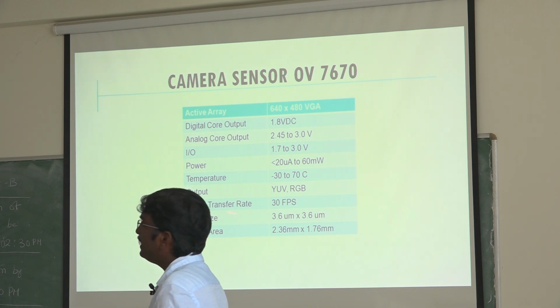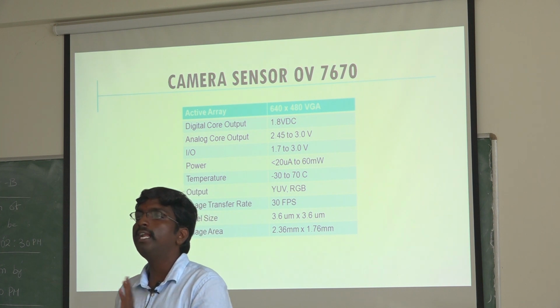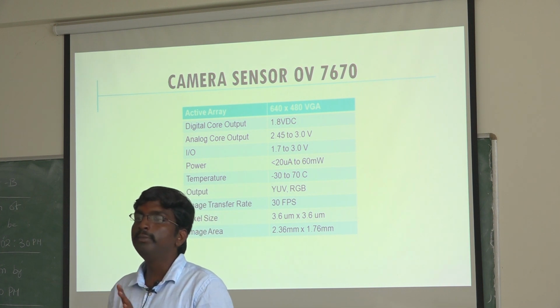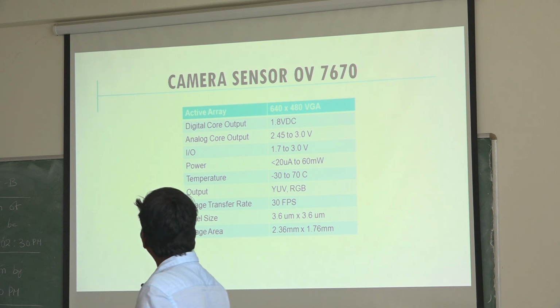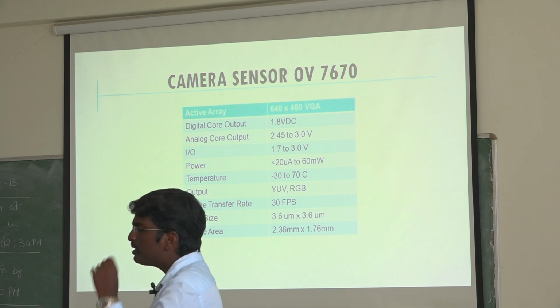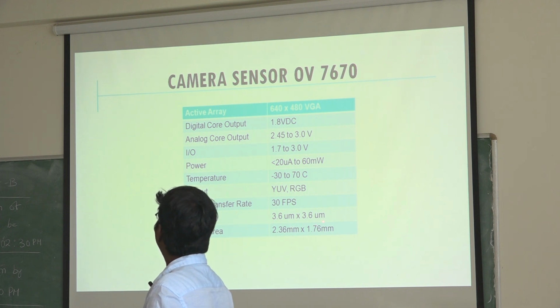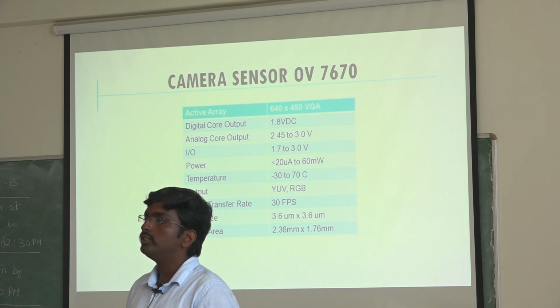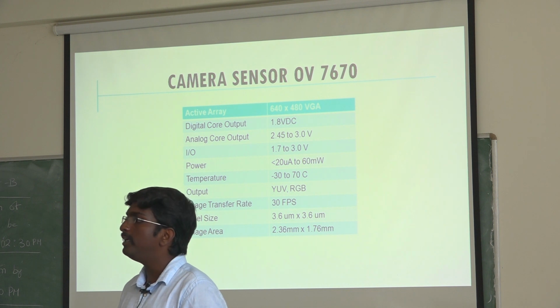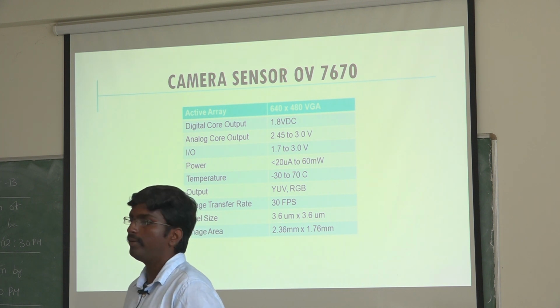So the output can produce both YUV and RGB with 16 bits per pixel. Okay. The pixel size, one small pixel, is 3.6 micrometer by 3.6 micrometer. So this 3.6 micrometer square is a single color area of information.